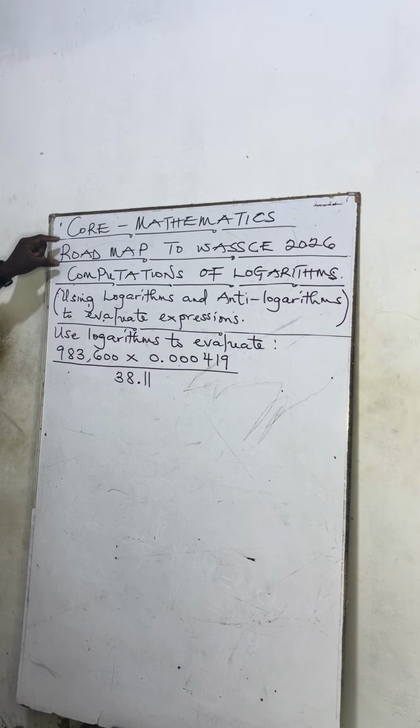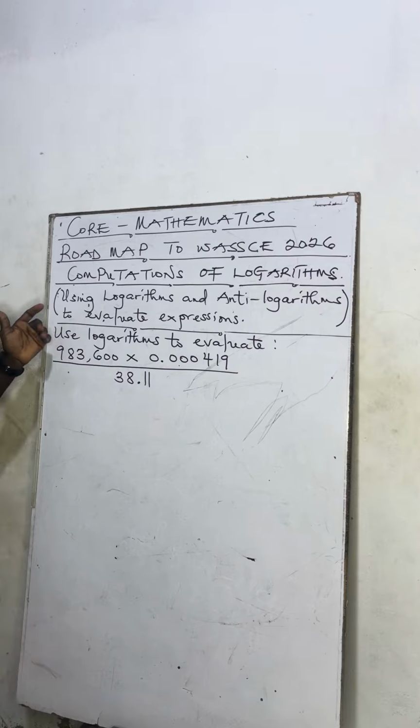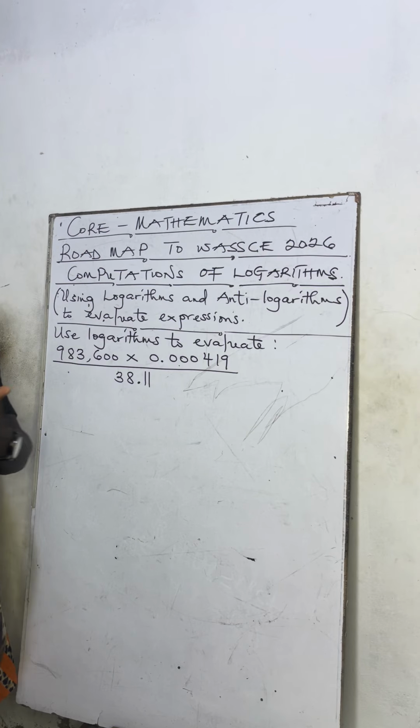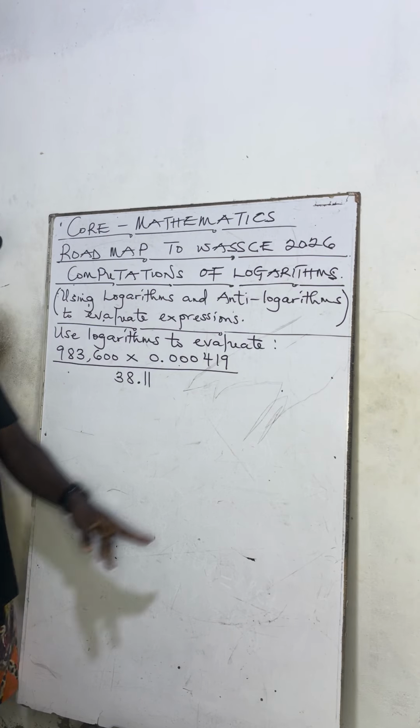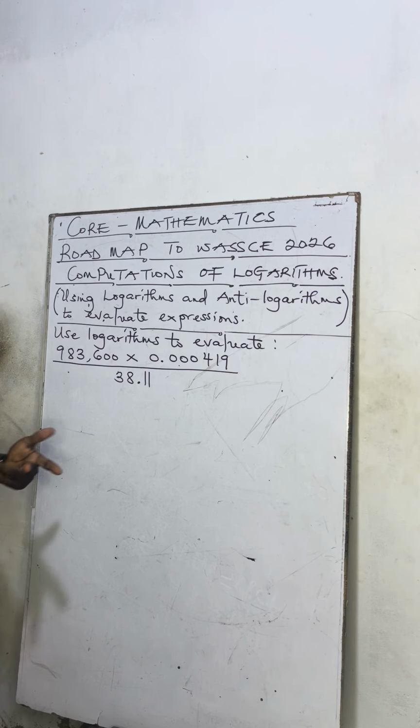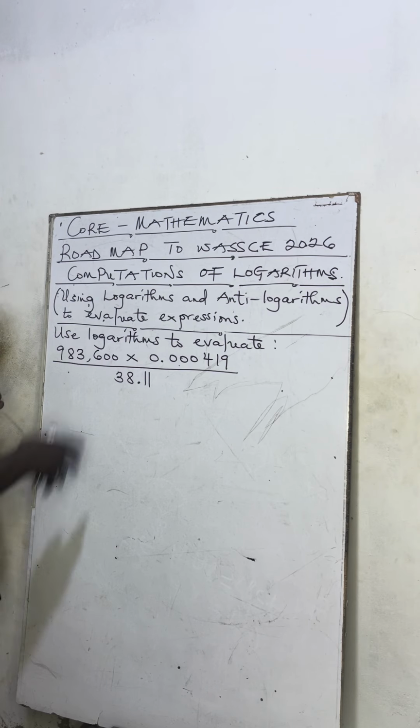So you can see the roadmap to WASSCE 2026. Now we are coming to the computations of logarithms. What we are trying to say is we'll be computing logarithms using our calculator, and also solving as well. Now, using logarithms and anti-logarithms to evaluate expressions. So we'll be giving you an expression and we'll tell you to use calculators together with your brain to solve the question.